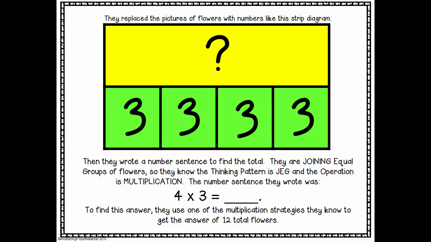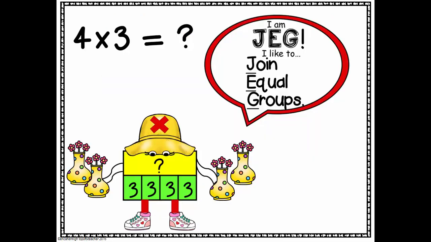The number sentence they wrote was 4 times 3 equals blank. To find this answer, they use one of the multiplication strategies they know to get the answer of 12 total flowers. I am Jag. I like to join equal groups.